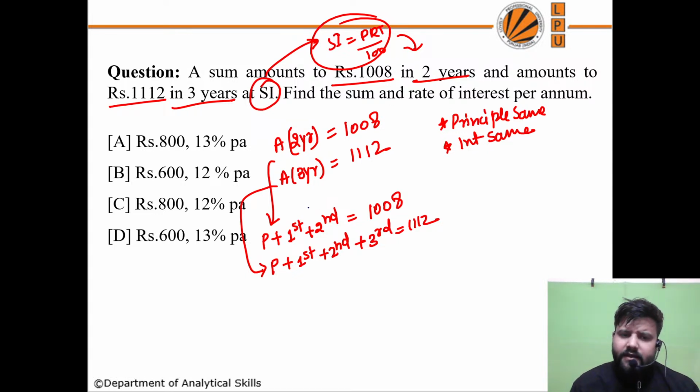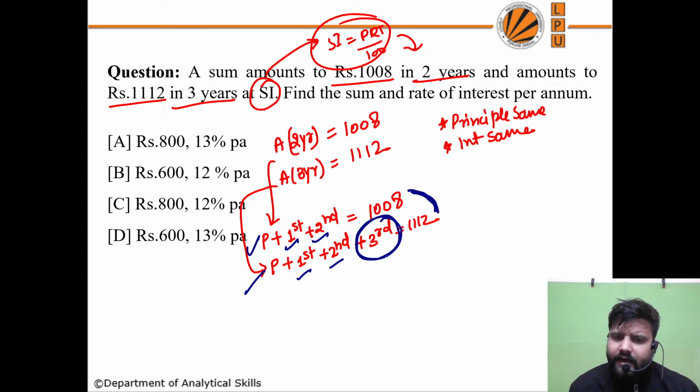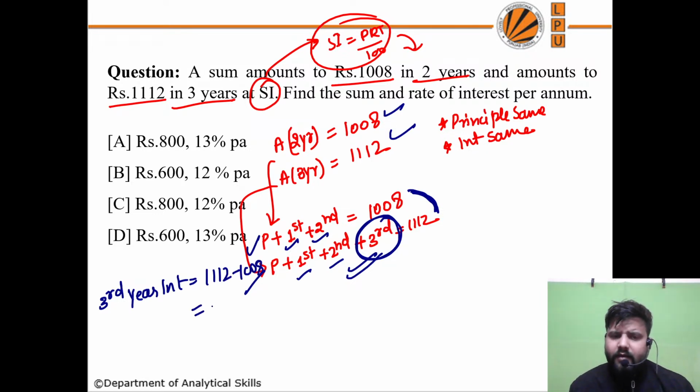So now if you observe the difference between these two, the difference is only of this, isn't it? And what we know is that first year, second year, third year, interest will be the same every year. So whatever difference we are observing between these two values is only due to the interest of the third year. So the third year interest is equal to 1112 minus 1008, which will give you how much? Calculated? It is, I think, 104.